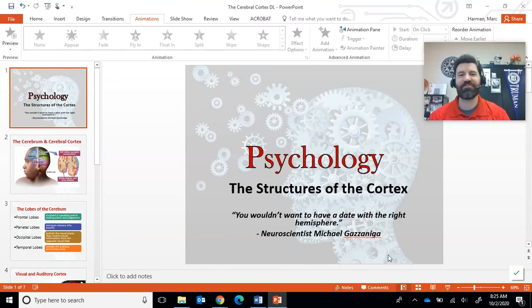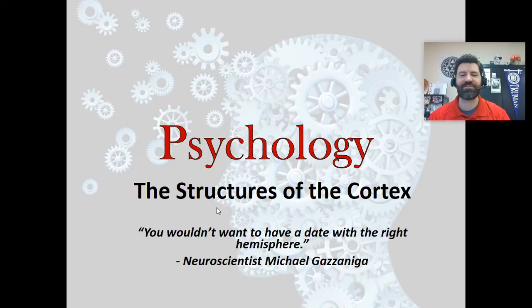Hey everyone, welcome back. Today's lecture is going to be talking about the cerebrum, the four lobes that make up the cerebrum, and the surface of our cerebrum, what we call the cerebral cortex. So, several different structures that we're going to talk about today and some of the functions that they serve.